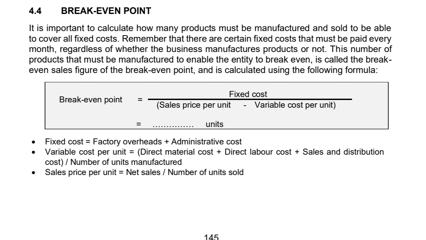Fixed costs will be your factory overhead costs plus your admin costs. Your variable costs per unit will be your direct material costs plus direct labor costs plus sales and distribution costs divided by the number of units manufactured. And your sales price per unit will be your net sales divided by the number of units sold.